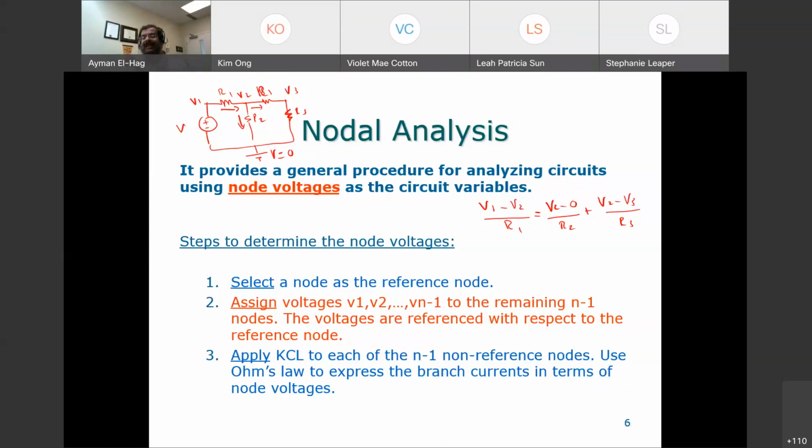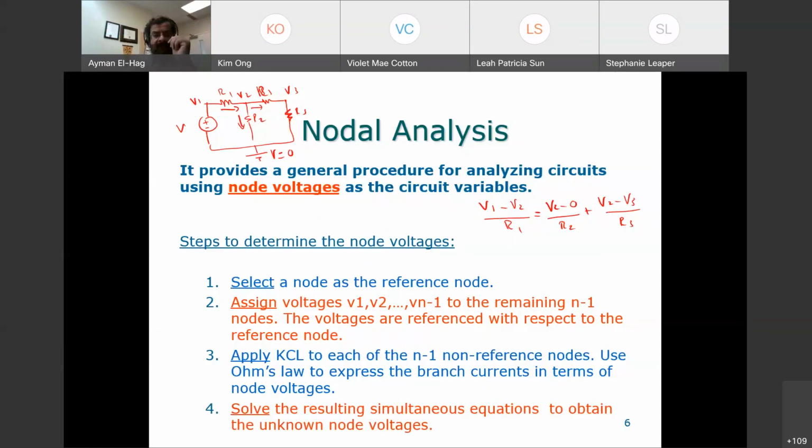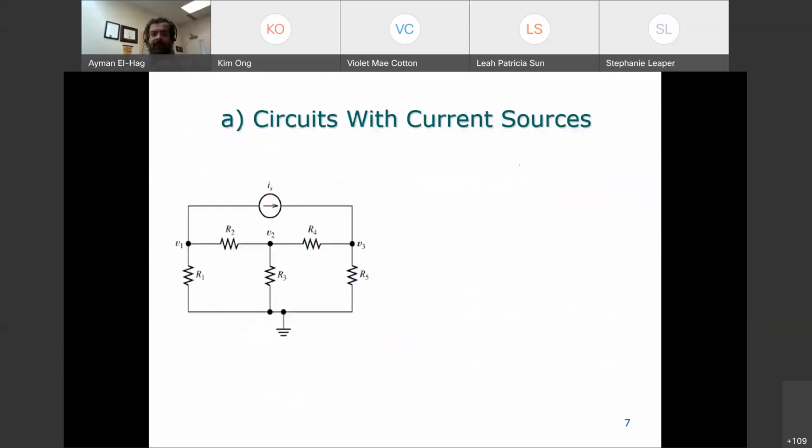However, we don't assign currents I1 and I2, but we represent the currents in terms of the nodal voltages. So my unknowns here will be the nodal voltages. If I solve and find all the nodal voltages, then anything in the circuit can be calculated: current, voltage, power, anything you want, once you know the value of every single nodal voltage. Solve them, and then we obtain the unknown voltages.